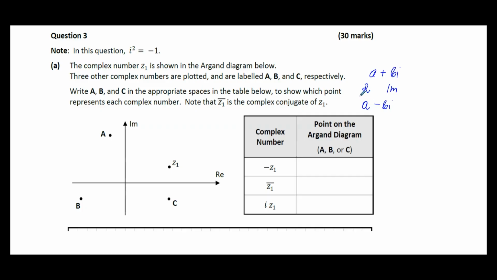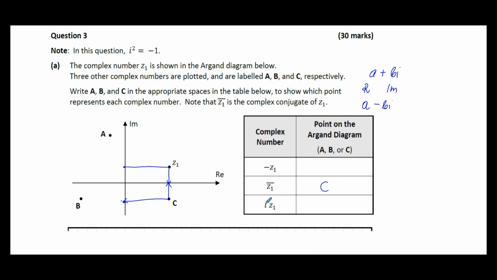So that means that my real value on that axis has to be the same for this particular number. The only one that will have the same value will be C, isn't it? And whatever imaginary value I have on this side, I'm going to have the same thing but negative on the other side. So we know that C is definitely the conjugate. Okay, so what about A and B? What other changes do we have?